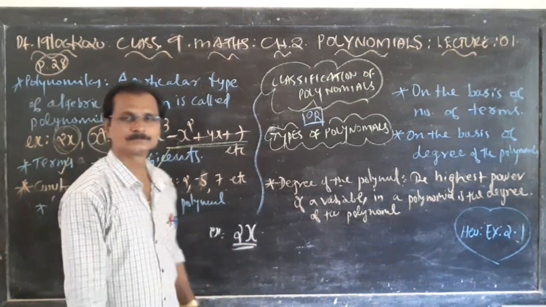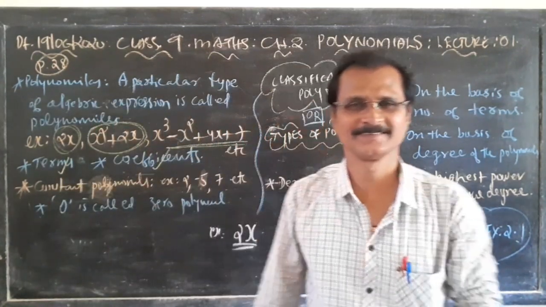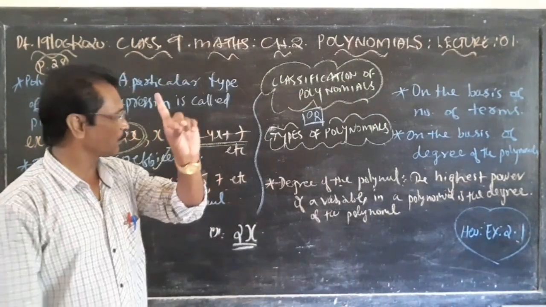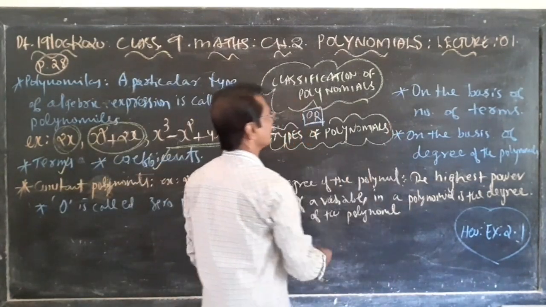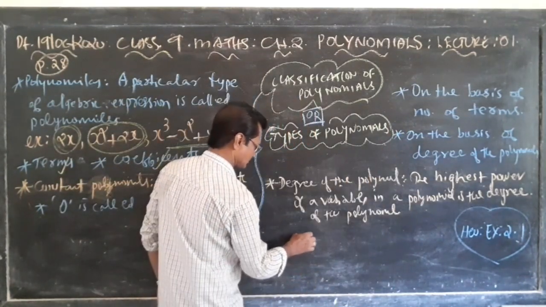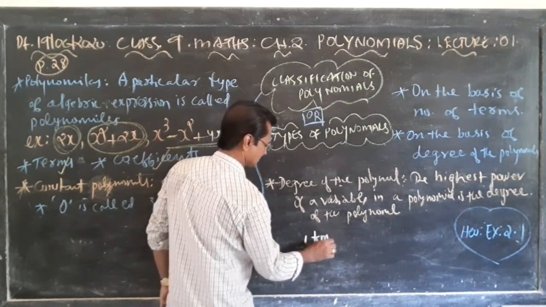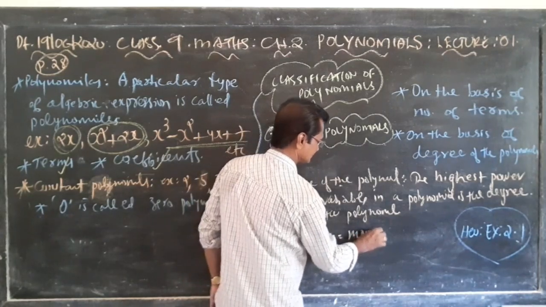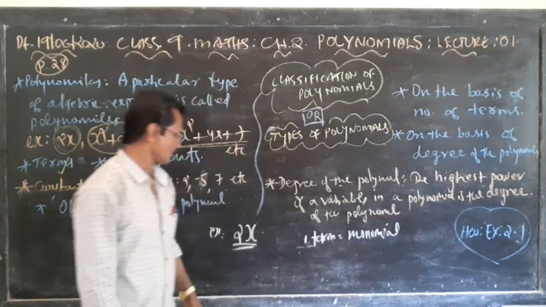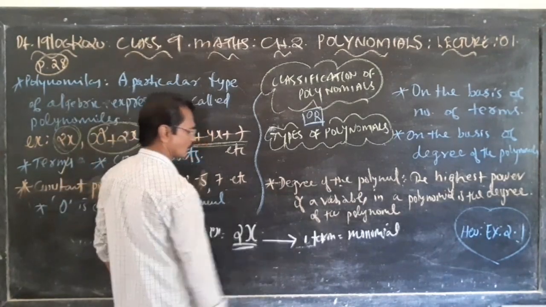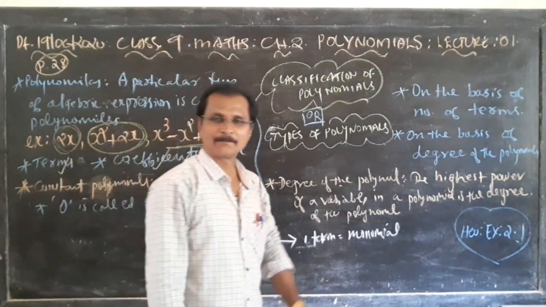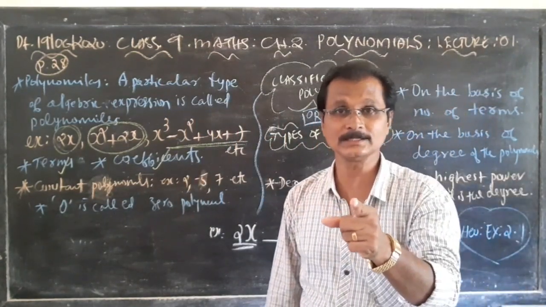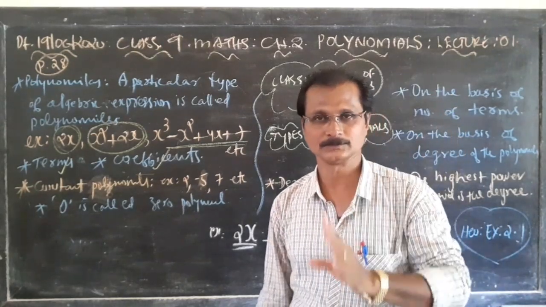2x. How many terms? 1 term. So, if there is only one term, that is called a monomial. One term, that is a monomial. A polynomial which has only one term is called a monomial. It's very important.